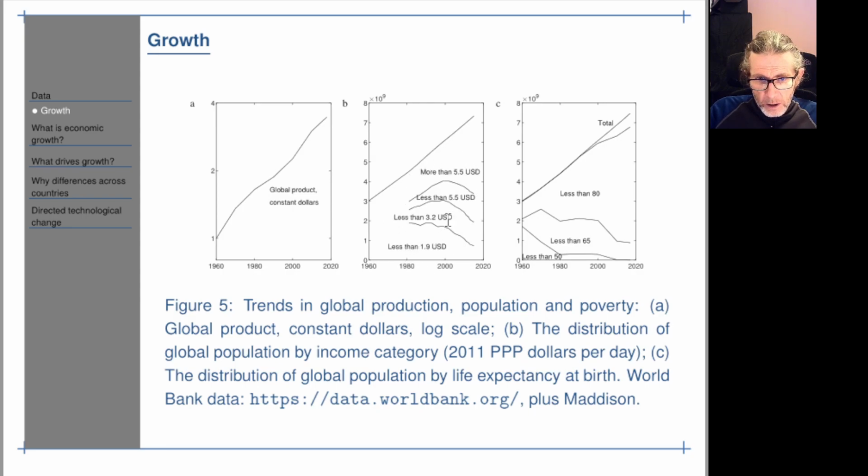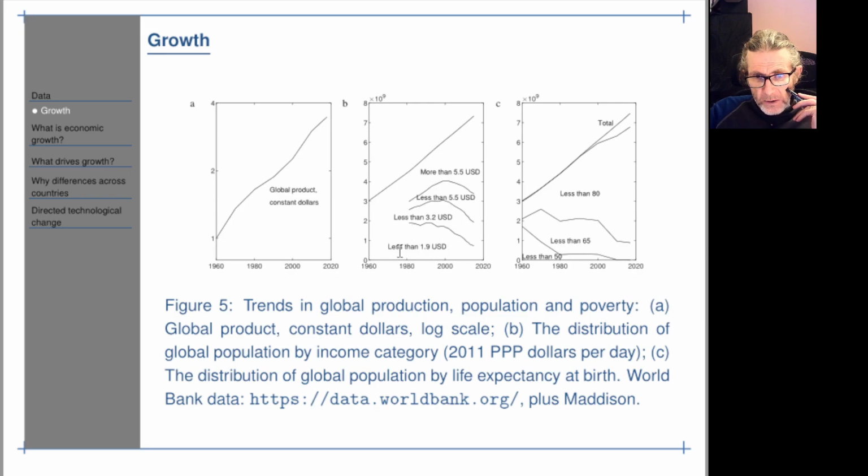This one in the middle, B, is the distribution of global population by income category in dollars per day, purchasing power parity dollars per day. And I put the scale 1960 to 2020 on all of these, even though for this middle one I don't have data earlier than like 1980 something. But this is just so that it's easy to compare. So what do we see here?